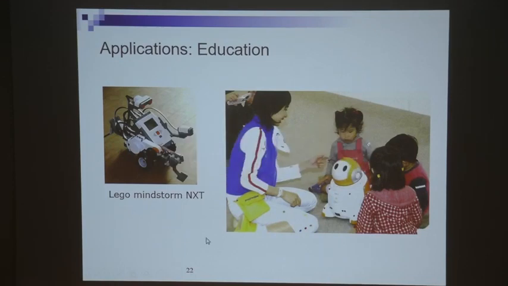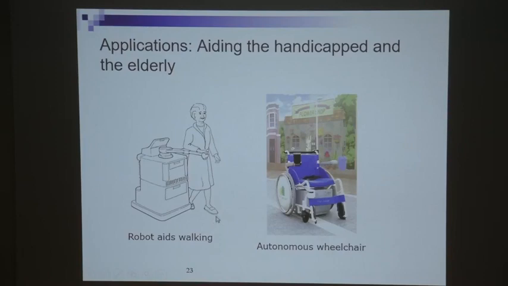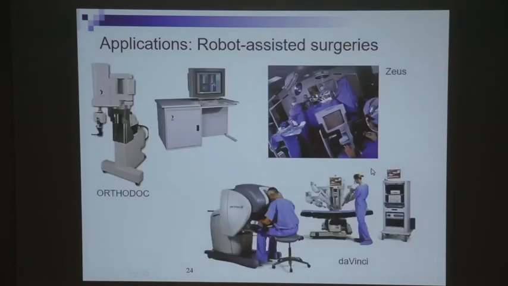Okay, so in education, this is a Lego robot, and then you have a small cute robot that interacts with kids, and this can serve as an educational medium. Then there's aiding the handicapped as well as the elderly. You have the Robot X walking robot, and of course the autonomous wheelchair. There are many applications that you can think of that can be done with robots.